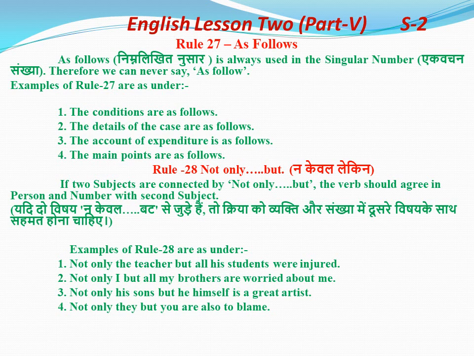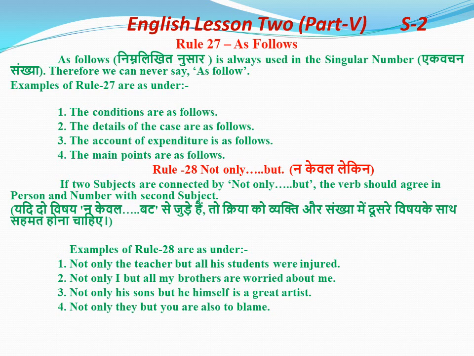Examples of Rule 27 are as under. The conditions are as follows. The details of the case are as follows. The account of expenditure is as follows. The main points are as follows. So friends, here instead of as follow, we always have to use as follows. Keep in mind, this Rule 27 says you must use as follows and not as follow.